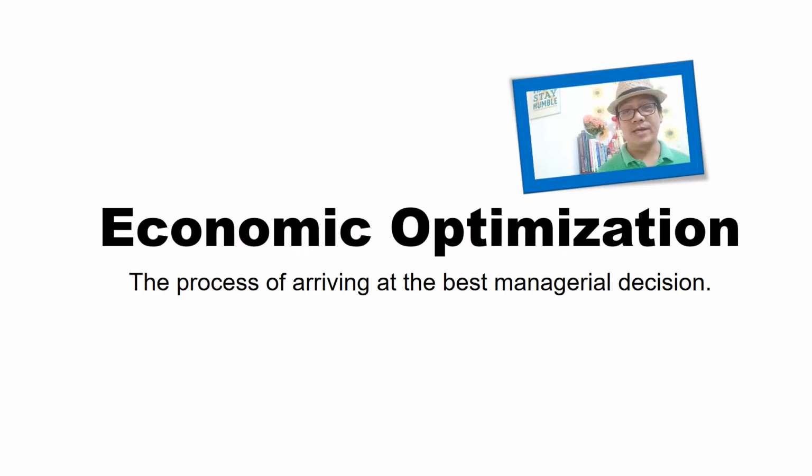Economic optimization. Effective managerial decision-making is the process of efficiently arriving at the best possible solution to a given problem. When alternative courses of action are available, the best decision is the one that produces a result most consistent with managerial objectives. The process of arriving at the best managerial decision is the process of economic optimization.